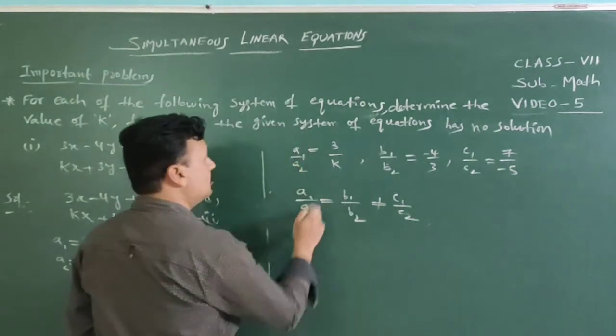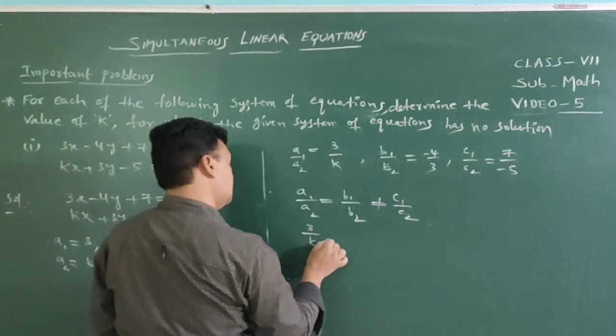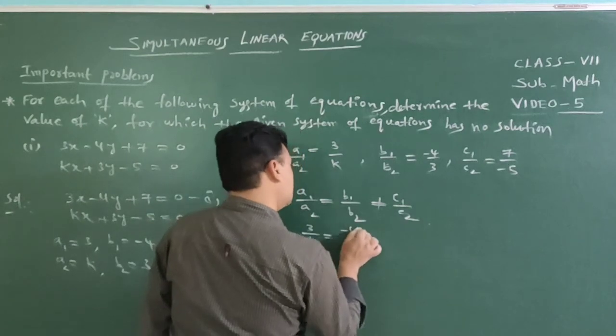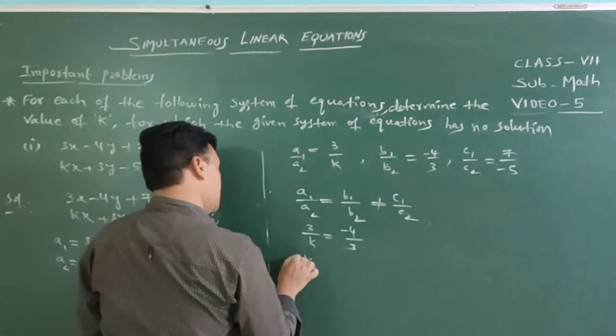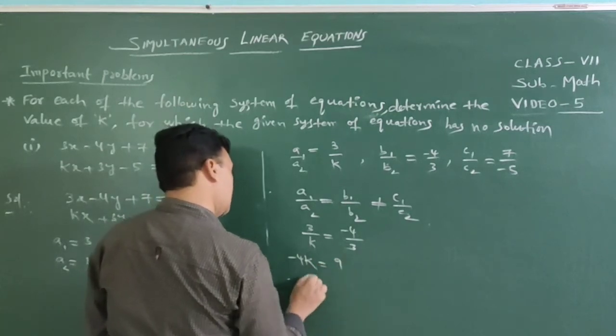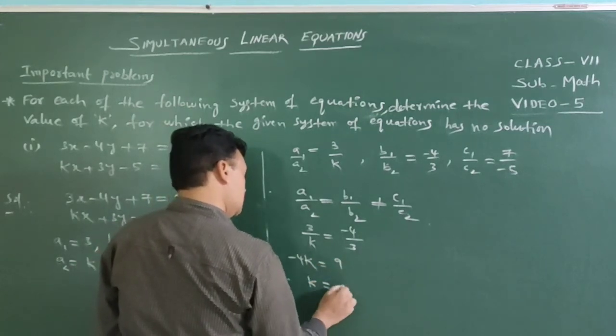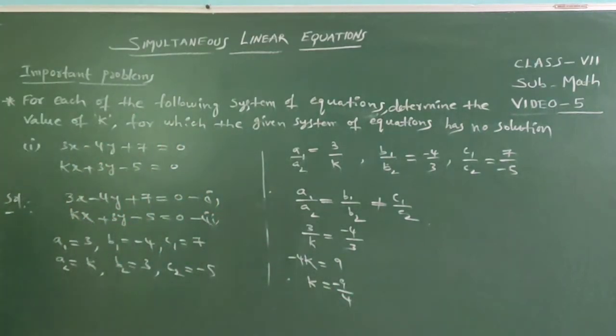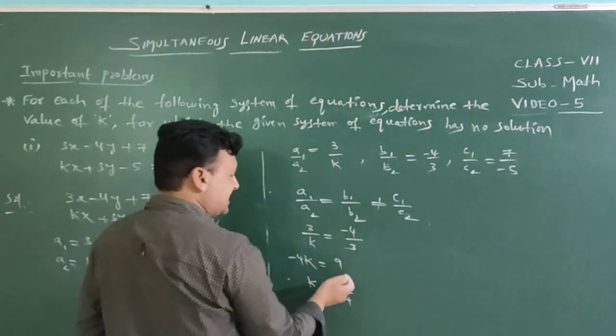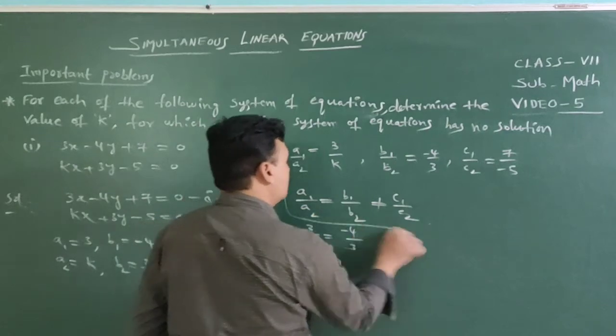So here a1 by a2 means 3 by k equals minus 4 by 3. So minus 4k equals 9, k equals minus 9 by 4. For k equal to minus 9 by 4, this is proved.